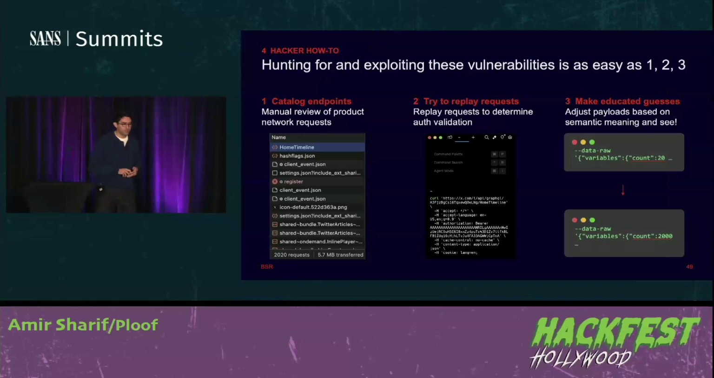Okay. Now, we're going to take a quick second, put on our black hats, and walk through the 1, 2, 3s of how someone might go about identifying and exploiting these types of vulnerabilities. The first step is you just log into the product. If it's a web product, you can go to your developer tools, open up the network tab, and start cataloging all of the network requests happening between your client and the server as you're interacting with the product and moving around different elements of the product.